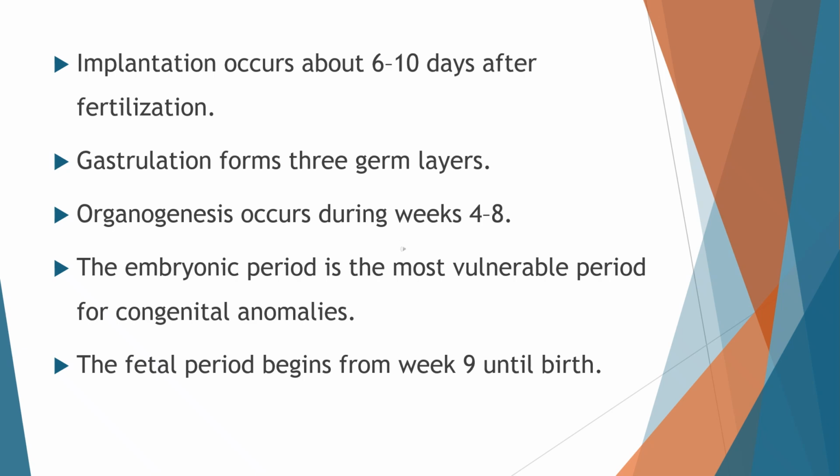So before we end, let's do one final quick revision. Implantation occurs 6 to 10 days after fertilization. Gastrulation forms the three germ layers. Organogenesis occurs during week 4 to week 8. The embryonic period is the most vulnerable period for congenital anomalies. The fetal period begins from week 9 and continues until birth.